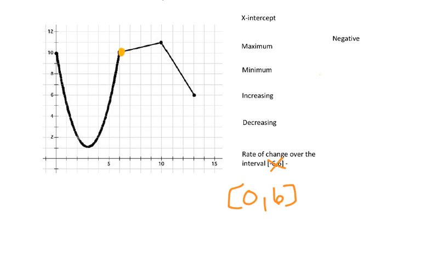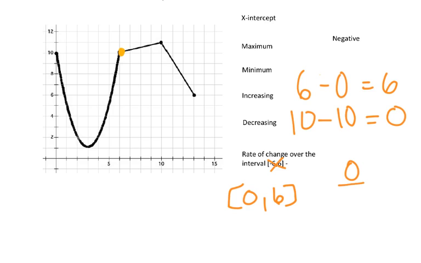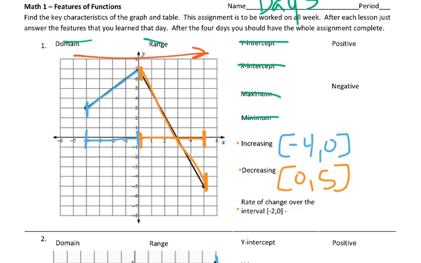Okay, so we'd go 6 minus 0, which is 6. Then at 6, we're up to 10. At 0, we're up to 10. So 10 minus 10 is 0. 0 over 6 reduces just to 0. Okay, which if I just graphed it, notice it's a horizontal line. Horizontal lines always have a slope of 0.